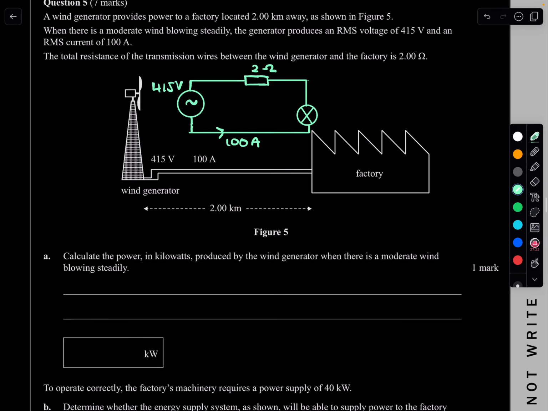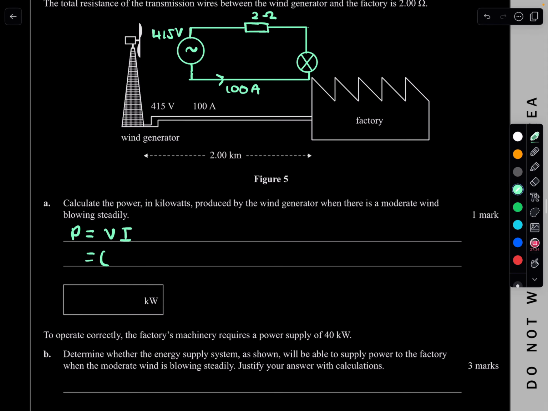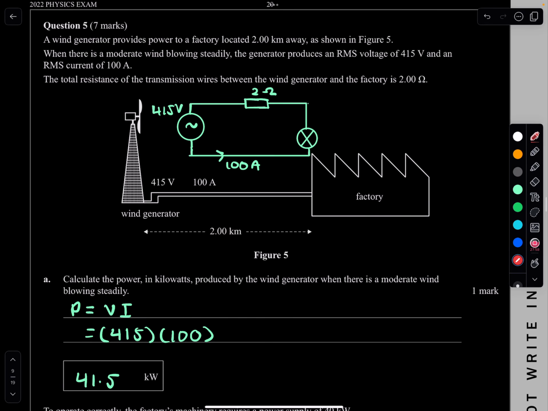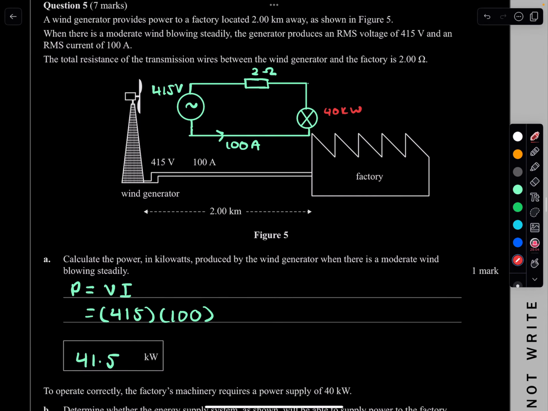So, calculate the power in kilowatts produced by the wind generator. Power is voltage times current. Our wind generator is producing 415 volts, and the current running through it is 100 amps. So that's 415 times 100, and we divide by 1,000 because we want it in kilowatts. That's 41.5 kilowatts. To operate correctly, the factory's machinery requires a power supply of 40 kilowatts.